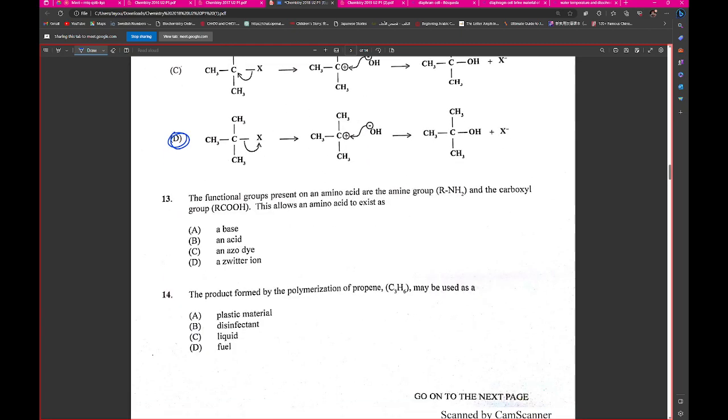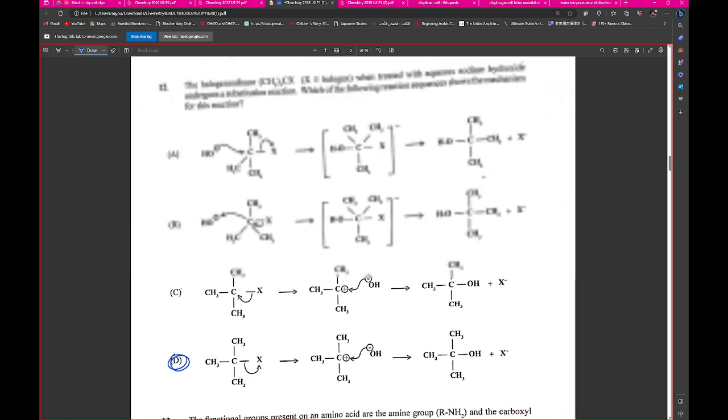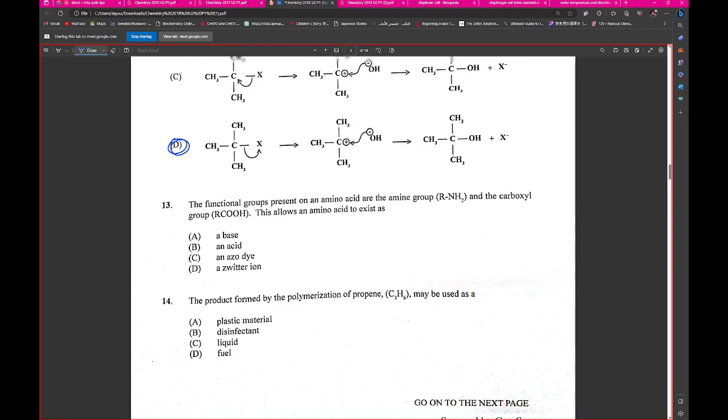I don't answer that question because it repeated, it's fine. The functional groups present on an amino acid are the amine group and the carboxyl group. These are what amino acids exist as. What does it exist as? As a zwitterion, wonderful.